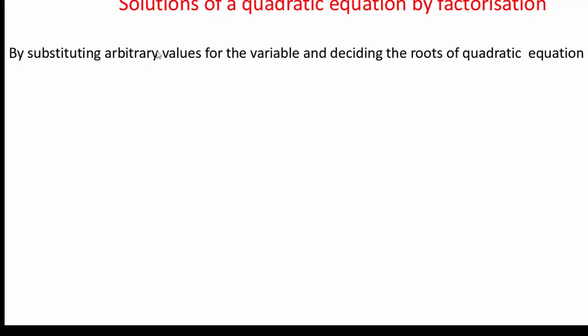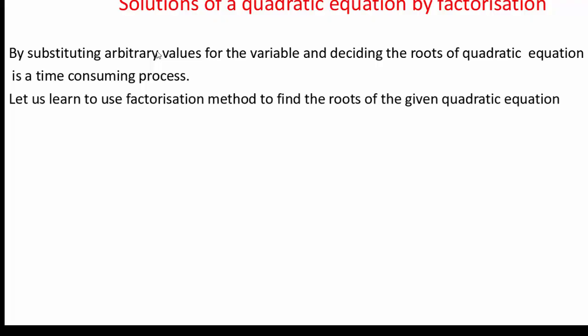Substituting arbitrary values for the variable and deciding the roots of a quadratic equation is a time consuming process. It requires a lot of time because we have to substitute values one by one and check whether that equation is satisfied or not. That's why it is a time consuming process. Now let us learn to use the factorization method to find the roots of the given quadratic equation. Consider x square minus 4x minus 5.